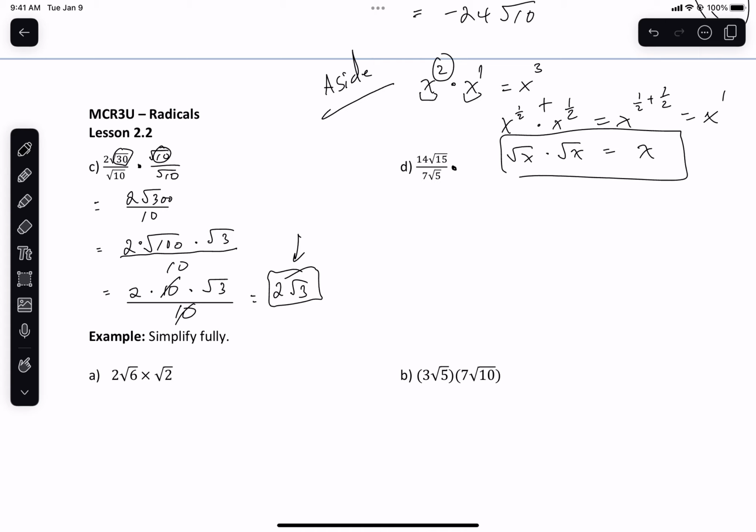You guys kill me today. What's going on? Yeah? Times square root of 5. Yeah, just multiply it by the square root of 5 over square root of 5. Are we allowed to do that? What's the square root of 5 divided by the square root of 5? This is 1. So have I changed the question? Because I've multiplied by 1. Right?